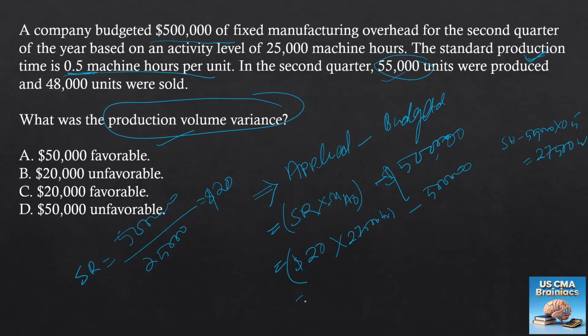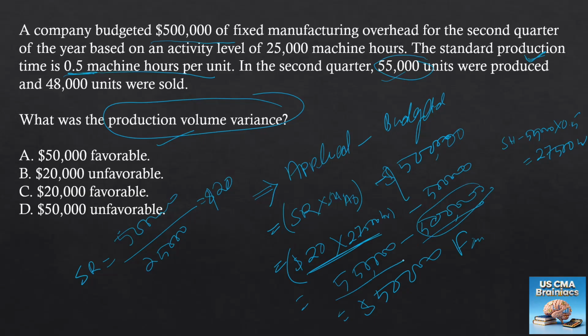So we multiply 27,500 by 20, which is 550,000, and minus 500,000. So 50,000 is the difference. Is this unfavorable? No, this will be favorable, because we applied the cost more than the expectation. We expected budgeted 500,000, but we applied more, by 50,000. That's why it's favorable. We are happy. Correct answer: A.